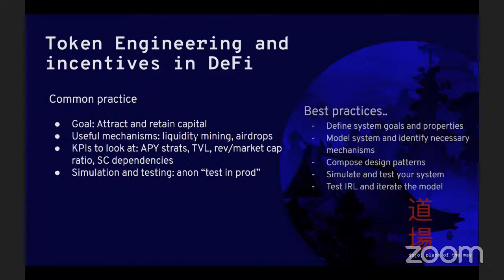The goals and the properties for a decentralized finance app is to attract and retain capital. How do they model a system, or what kind of patterns and techniques can they put in place? Well, they have so-called liquidity mining programs, which are basically schemes that allow the network to mint tokens in exchange for liquidity provisioning. Now, if you don't understand what I'm saying here, actually, it's quite straightforward.